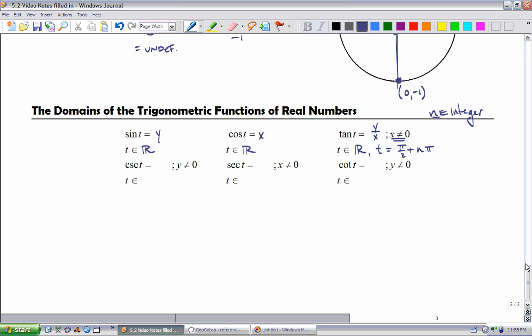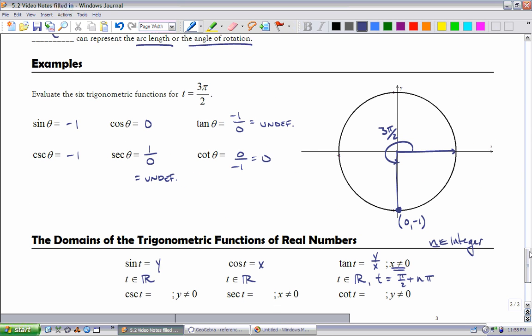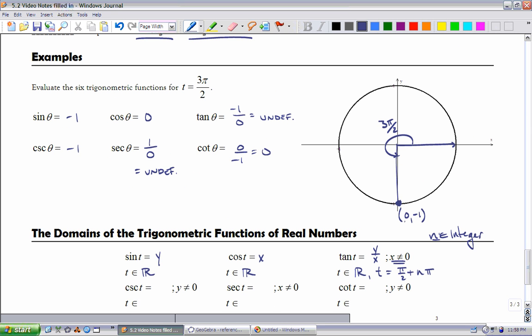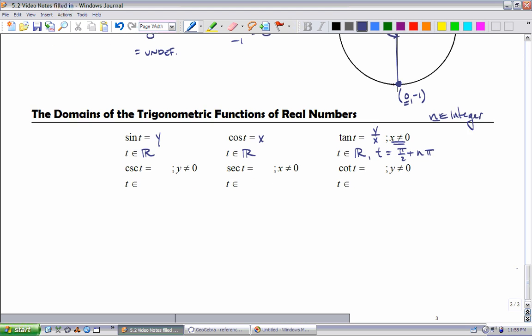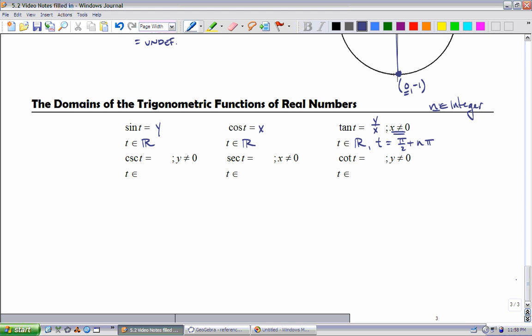And all that's saying is, if you notice here, like in our last example, our x value was 0. If I added pi over 2 to it, okay, I would have (0, 1). And notice that will cause me to have a 0 in my denominator of tangent. So tangent's domain is restricted. You can put any number in except t cannot equal pi over 2 or any multiple of pi.